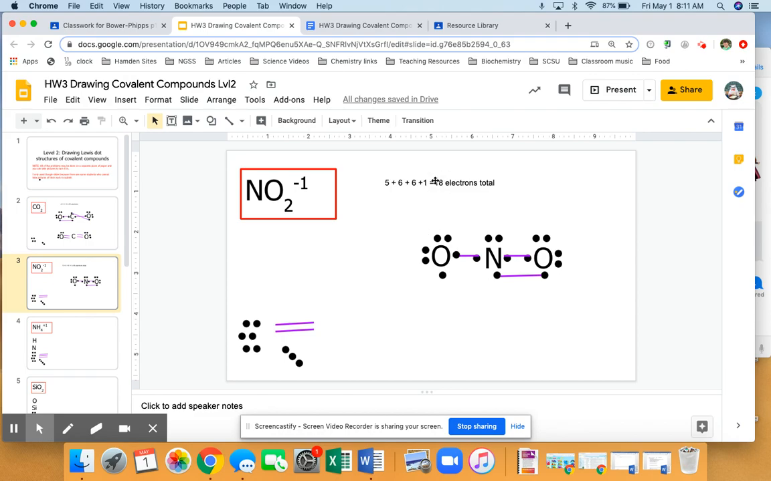Remember, we should have 18 electrons total. 2, 4, 6, 8, 10, 12, 14, 16, 17. That 18th electron comes from an extra electron that's added to the structure. We add it in a place so that the electron that oxygen had by itself now has a friend. So that means that this structure looks like this.